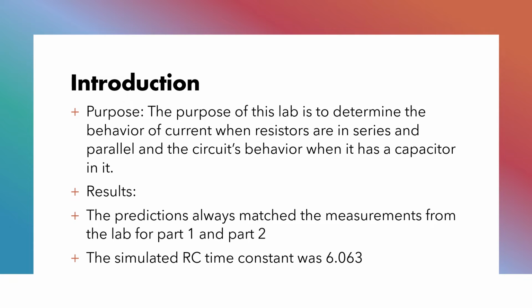The purpose of this lab is to determine the behavior of currents when resistors are in series and parallel, and the circuit's behavior when it has a capacitor in it, or an RC circuit. Some key results were that the predictions always matched the measurements from the lab for part 1 and part 2, and that the simulated RC time constant was 6.063.